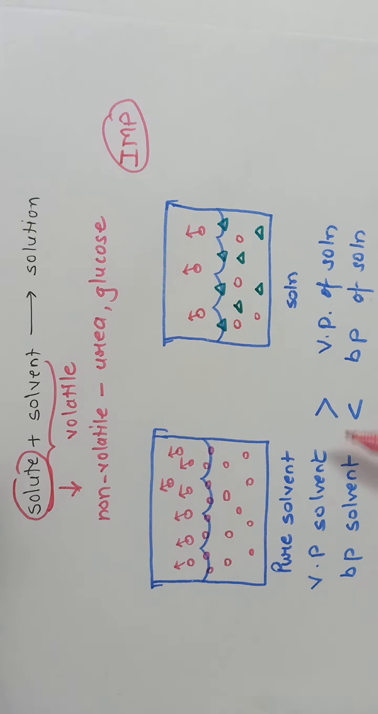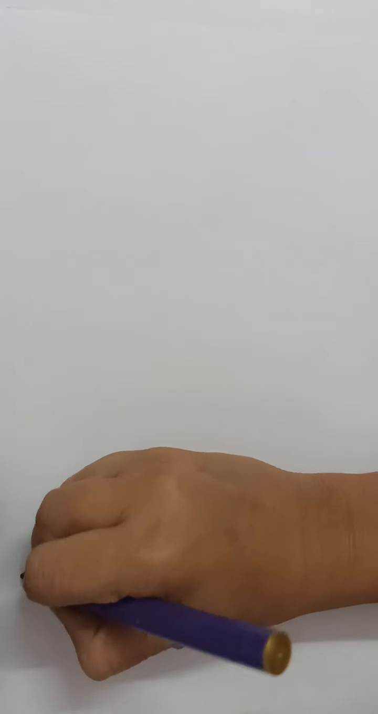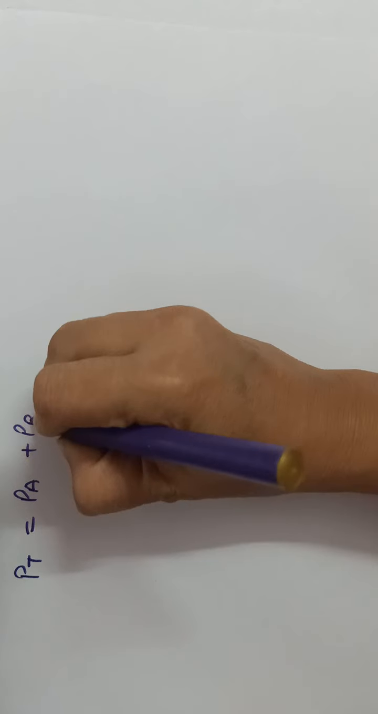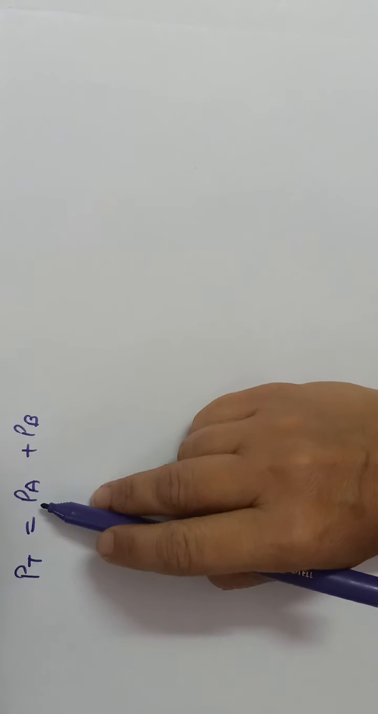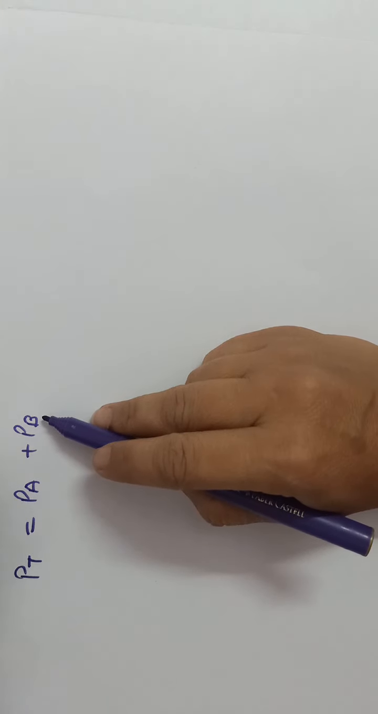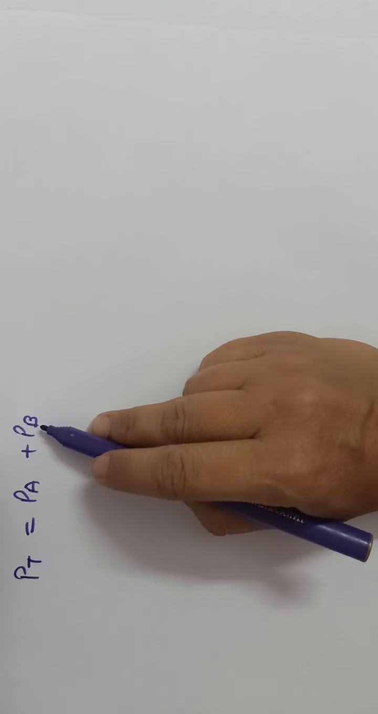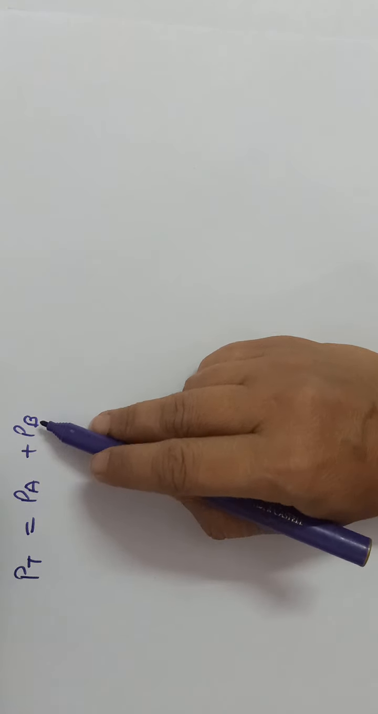Now since we have seen the vapor pressure of the solution and vapor pressure of solvent, there are changes. Can we calculate the change in the vapor pressure? Yes, obviously. Let us see how. We know that total pressure equals PA plus PB, where A stands for the solvent and B stands for the solute. Now this being a non-volatile solute, it will not give any contribution towards vapor pressure, and therefore we are going to ignore this term.